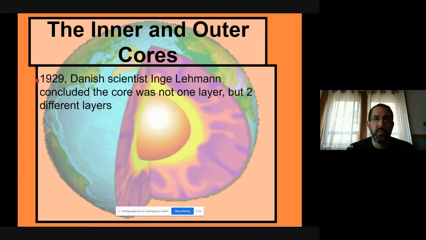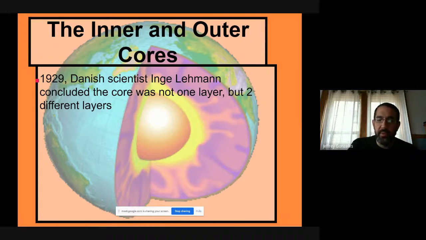Okay, so she said that the reason is there must be another transition zone. So she became the person accredited with saying that the Earth isn't made of just 1 core, or the core isn't 1 continuous layer, but the core is actually made of 2 parts.